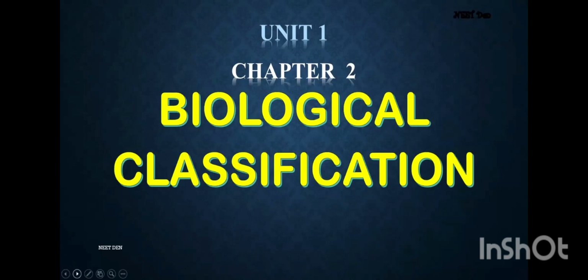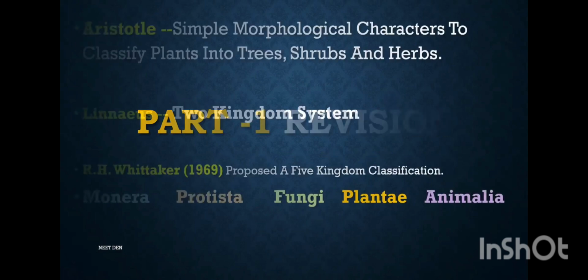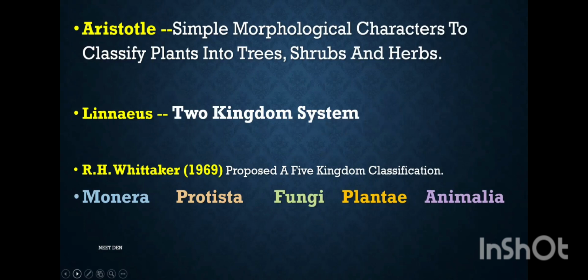So today we are going to continue with chapter 2, that is biological classification. We will be seeing part 2 today. Before we go to part 2, let us revise part 1. So what did we learn in part 1? That we actually learned about the 5 kingdom classification, but how was it evolved?